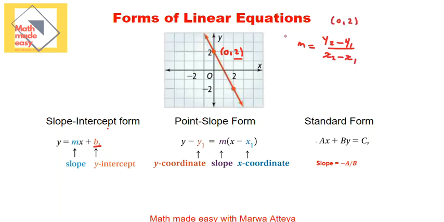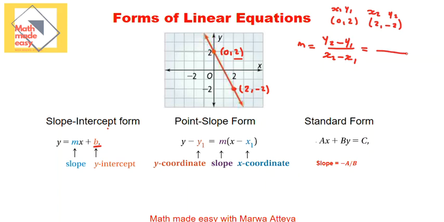We already have one of them, which is 0 and 2. We can take another one, this one here, it's already drawn for us, which is 2 and negative 2. So this is our second point. We name them, as we said before, x1 y1 and x2 y2.